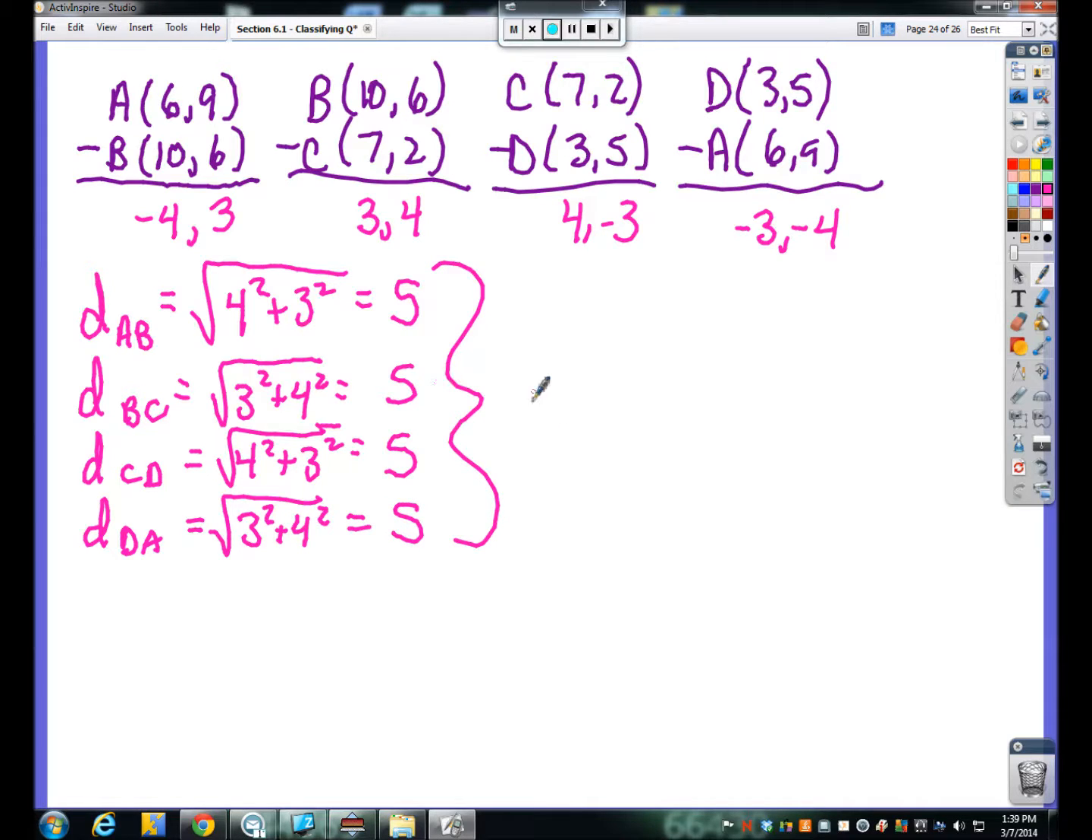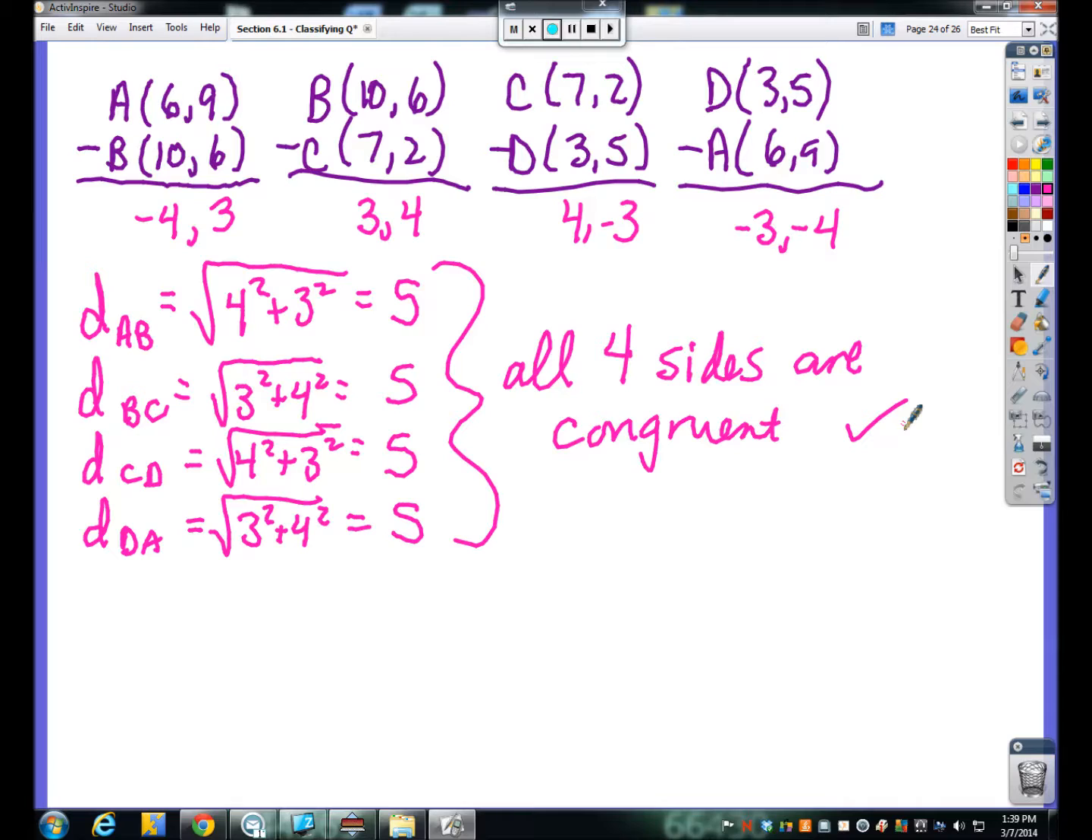Okay, so what I'm going to do now is pull all these together and say all 4 sides are congruent. And that satisfied the first part of this really being a square. It's got 4 congruent sides. Now you might go, can we just stop right there? This must be a square because it's got 4 congruent sides. No, because it still could be a rhombus. Rhombuses don't have to have 90-degree angles, so maybe this is a rhombus.